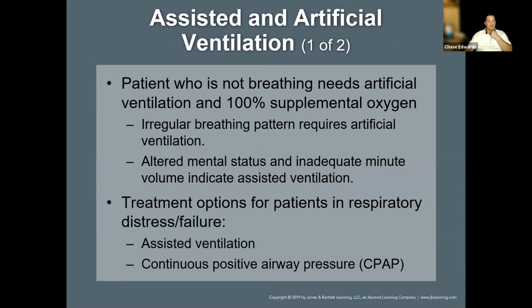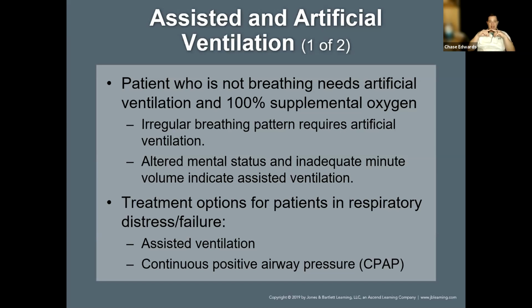Assisted ventilation. A patient who's not breathing needs artificial ventilation at 100% supplemental oxygen. Assisted and artificial ventilations are probably the most important skills in EMS. The basic airway and ventilation techniques are extremely effective when administered appropriately, and an irregular breathing pattern will also require artificial ventilation. Fast, shallow breathing moves air primarily in the larger airway passages and does not allow adequate exchange of oxygen and carbon dioxide in the alveoli.